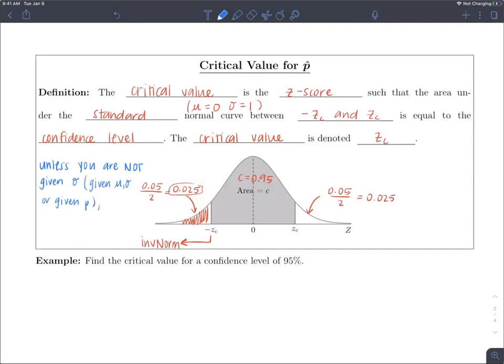So unless you are not given sigma, the critical value is found by using inverse norm, or inv norm.